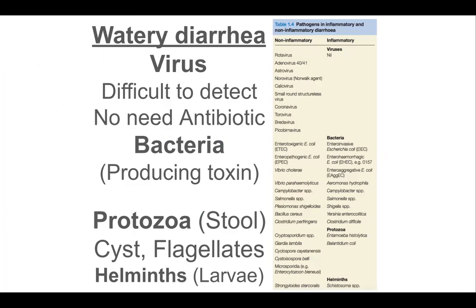So to understand the treatment for diarrhea, you need to understand the pathology, the etiology that causes the diarrhea. So let's focus on watery diarrhea. As you can see, on the watery diarrhea, there are many viruses. It's very difficult to be detected, and for virus, antibiotic is not useful. And there are also some bacteria that can cause watery diarrhea, which produce toxin. So in this case, antibiotic is also not useful.